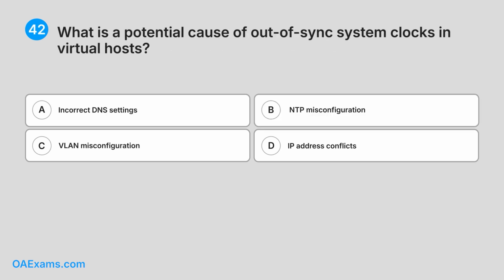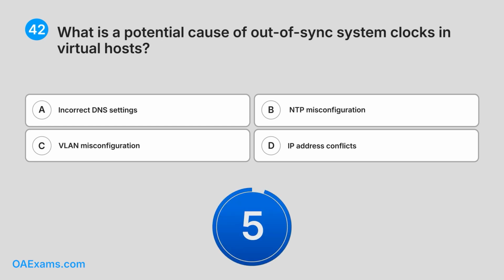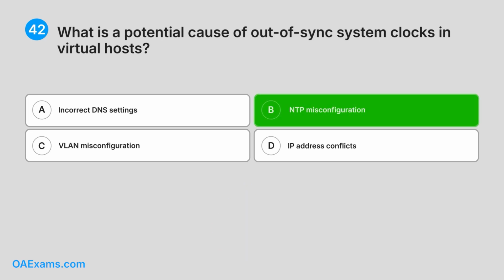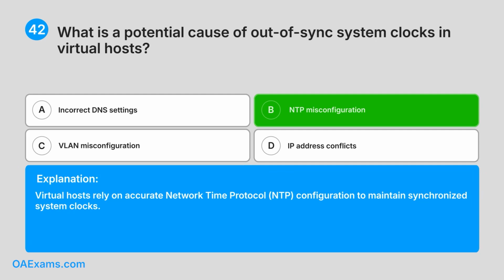42. What is a potential cause of out-of-sync system clocks in virtual hosts? A. Incorrect DNS settings. B. NTP misconfiguration. C. VLAN misconfiguration. D. IP address conflicts. Can you guess the answer? Correct answer: B. NTP misconfiguration. Explanation: Virtual hosts rely on accurate Network Time Protocol, NTP, configuration to maintain synchronized system clocks.